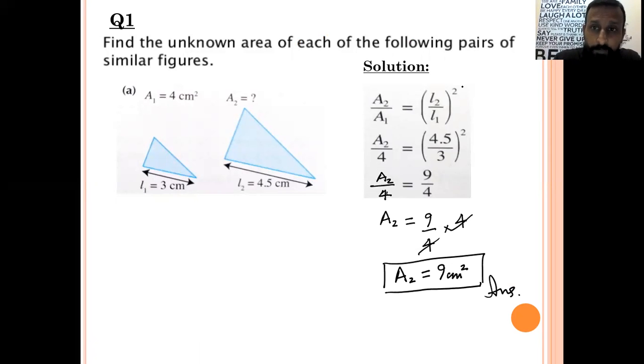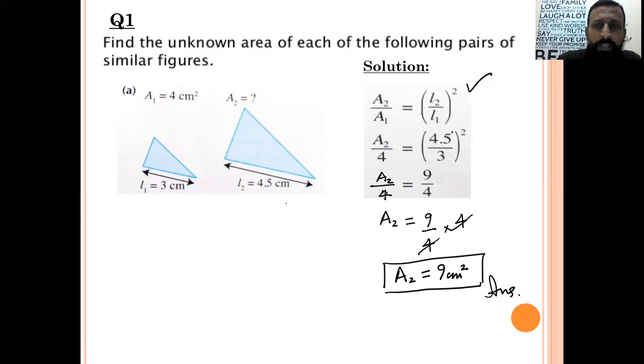So this is the formula which you can see. A1 upon A2 or A2 upon A1 is equal to L2 upon L1 the whole square. In this formula, you're going to plug in the values given in the question. A2 is unknown. A1 is given to you as 4, so A2 upon 4 is equal to the length L2, which is 4.5, upon L1, which is 3. So 4.5 upon 3, the whole square.